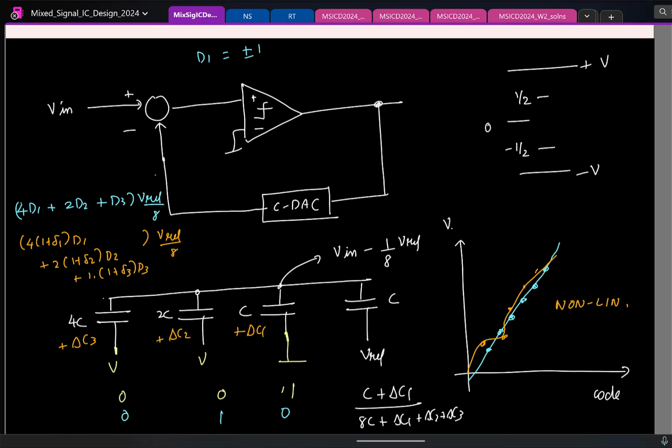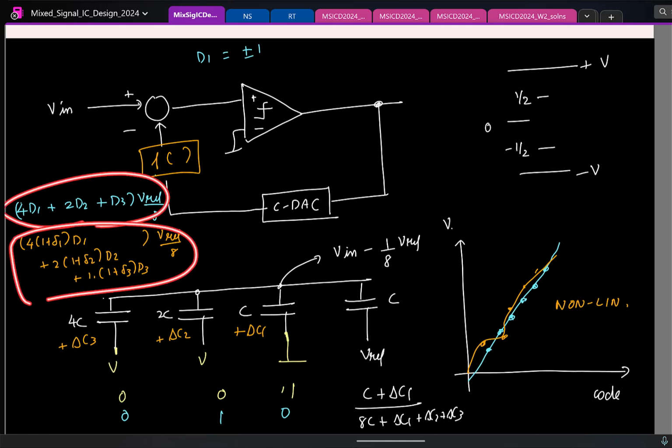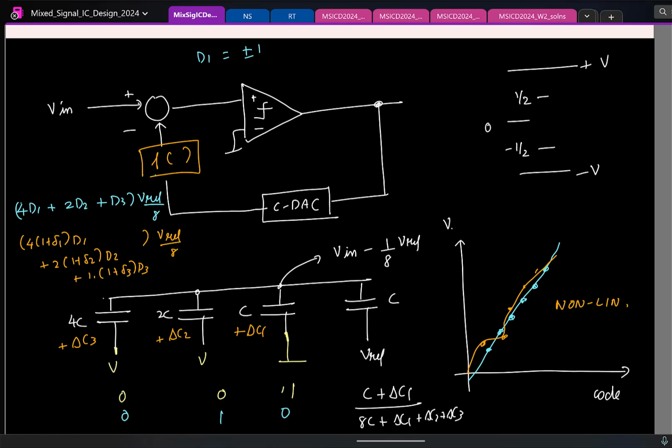So I can assume that in addition to the linear portion, I have a function that takes in this linear portion and gives you this kind of voltage. Fine. So from here to here, this is the voltage you get.